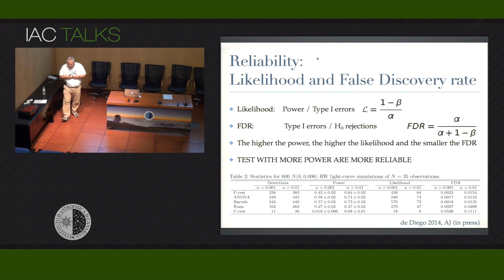What this means is that if you have a test with a lower power, it's more probable that your fraction of false discoveries, of false rejections, is higher than if you have a test with more power. So you want to have not only more power because you will detect more, but also because your detections will be more reliable than with low power.